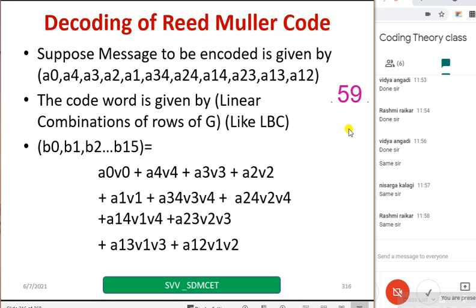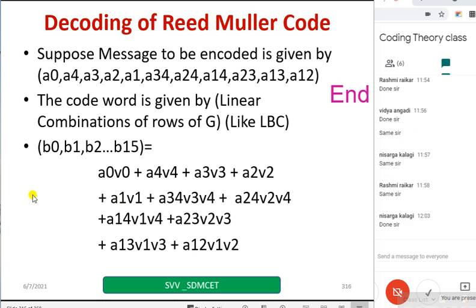Very good. It is like C equal to D into G. We have the generator matrix, and there we have these rows. First I have V0, V1, and so on. It is a linear combination. That's all. Let us go to the next.